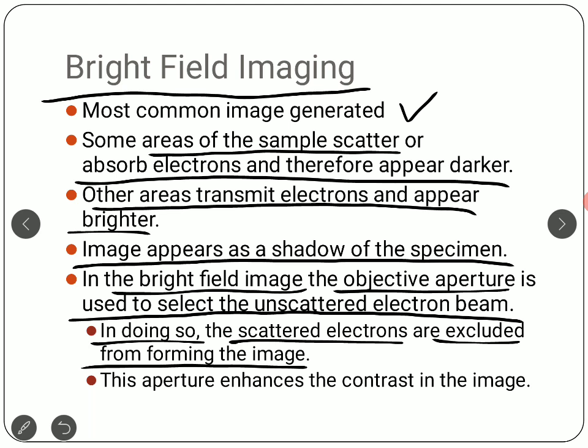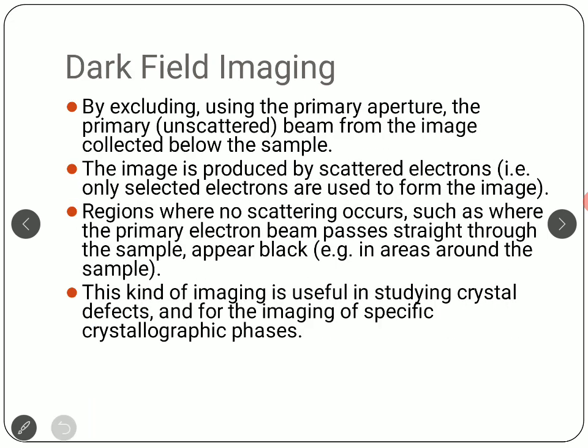So as a result, the final image that we actually get will be a combination of the shadows as well. This aperture enhances the contrast in the image. If we have something dark and bright, we can adjust the contrast in a proper way, accepting all the bright electrons which are falling on the sample. Then basically we are getting a very good contrasting image.